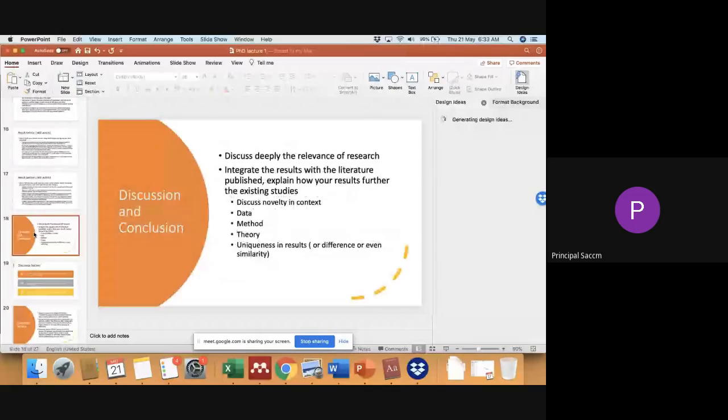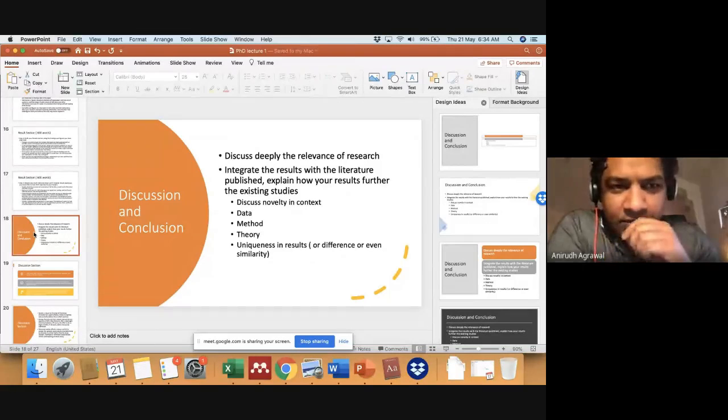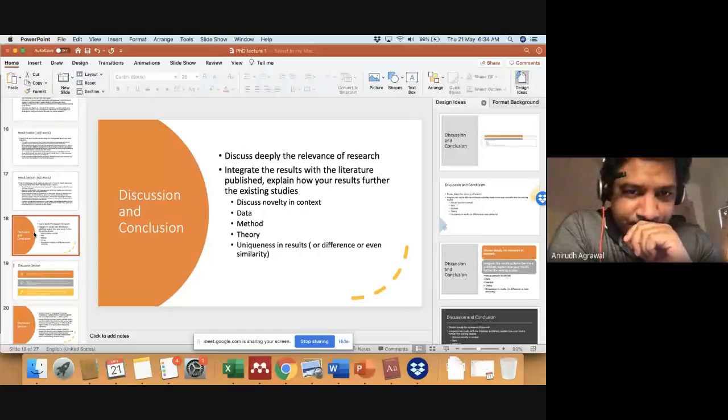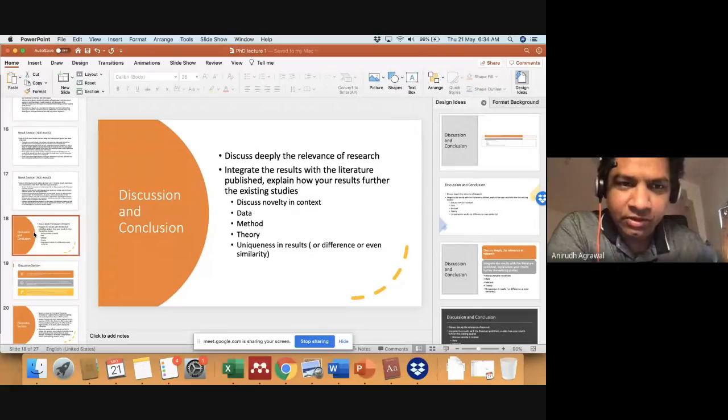Yesterday we discussed the method section, hypothesis development, and the results section. Today we will discuss the discussion and conclusion, and I'll discuss my ideas. I'm not a senior researcher, but I'll share some of my ideas.